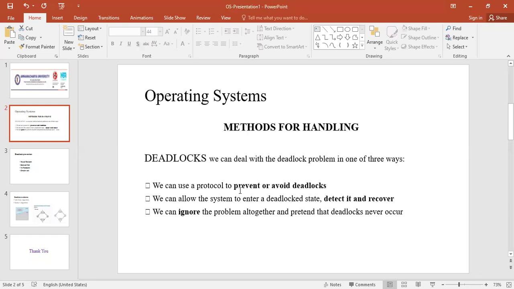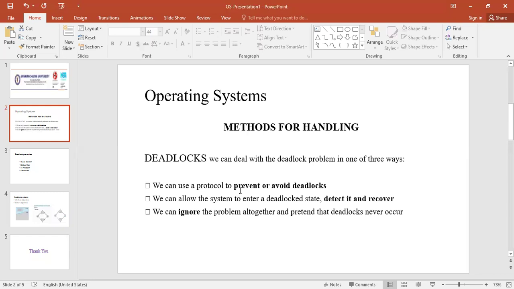In this case, the undetected deadlock will result in deterioration of the system's performance, because resources have been held by processes that cannot run, and because more and more processes make requests for resources.